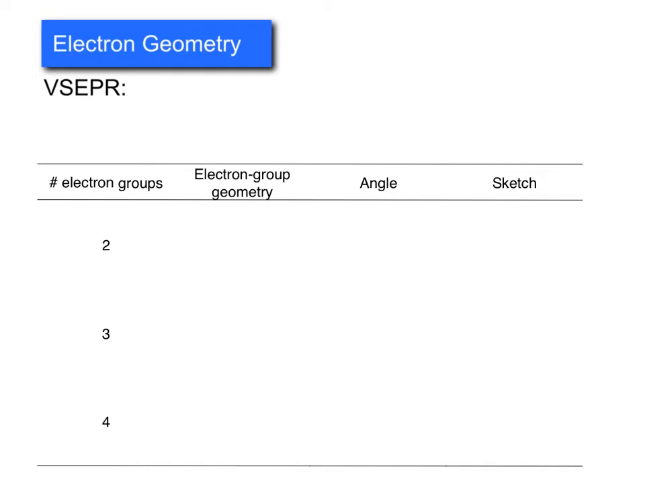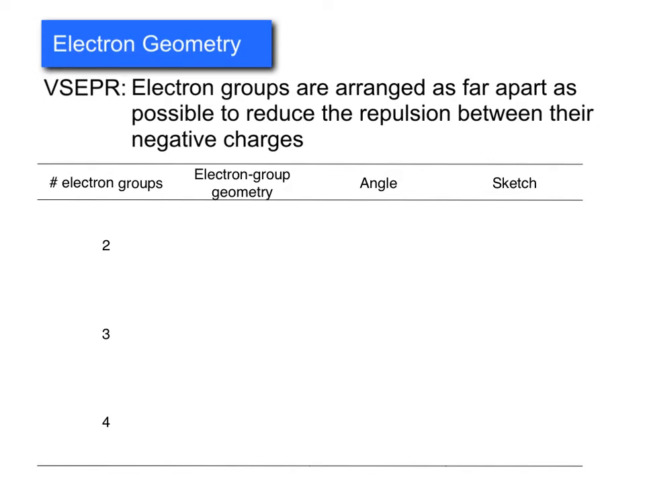And this theory tells us that electron groups are going to try to stay as far apart as possible so that they reduce their repulsion. So electrons all have negative charges, so the closer together two electron groups are, the more repulsions they have. All right, and then the geometry that forms from this separation is called the electron group geometry.